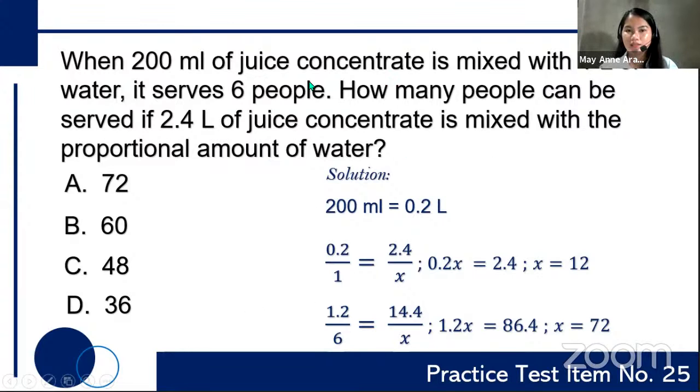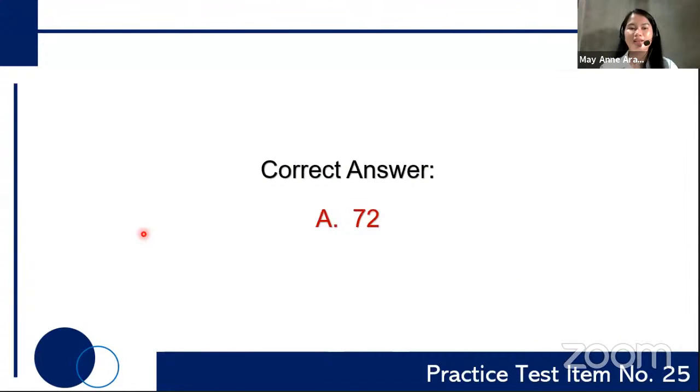Oh, don't forget to add the amount of water and the juice concentrate. So for the given, we have 200 ml and 1 liter, so that is 1.2. And it serves 6 people, so 1.2 over 6 equals, add natin yung 2.4 and then yung 12, so that is 14.4 over x, where x is the number of people that can be served with 2.4 liters of juice concentrate and 12 liters of water. So solving, 1.2x equals 86.4. Divide 86.4 by 1.2. Wait lang, wala pala akong laser pointer. Okay, 86.4 divided by 1.2 is 72. So the answer is 72.